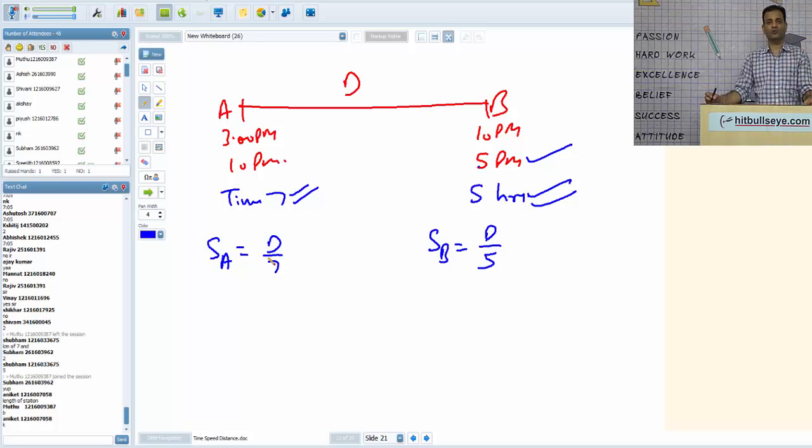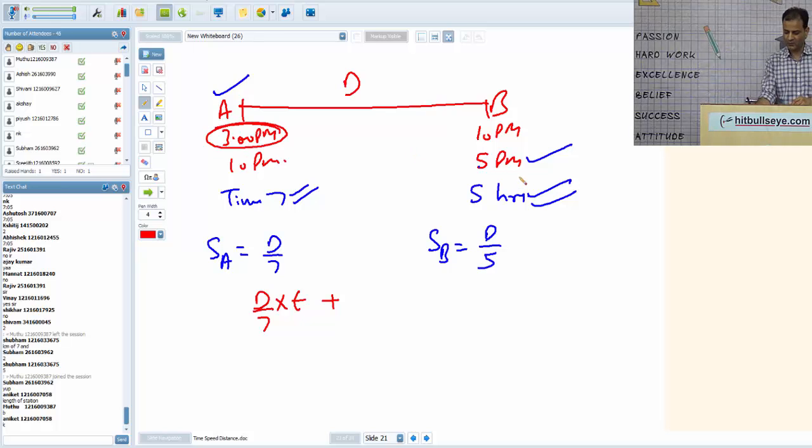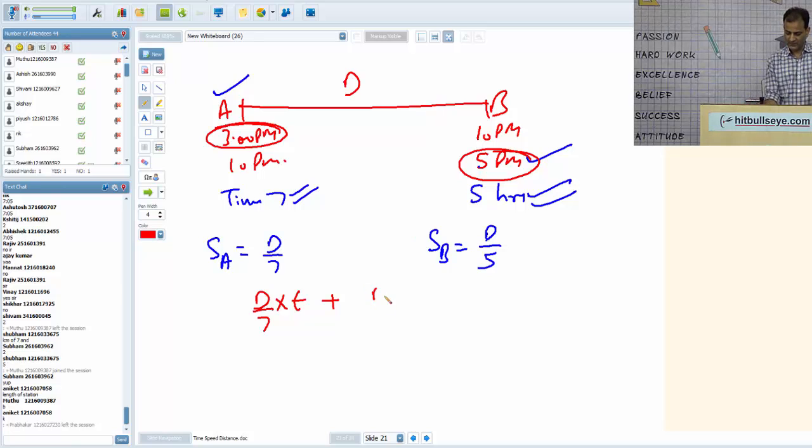You should know how to make equations, because if the language or direction is changed, then we should know the process also, friends. So again, same funda, we know the speed. Let them meet after T time from station A. That means in T time this train will run D by 7 into T, plus this train, which is moving 2 hours later from station B, with the speed of D by 5 into T minus 2.